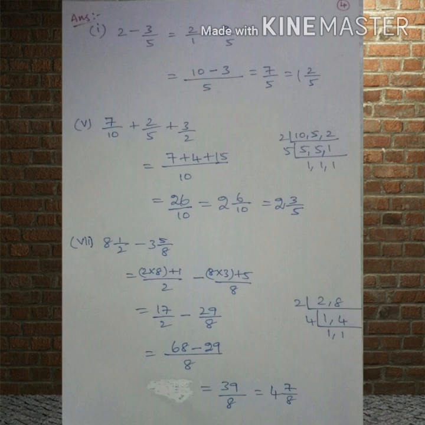We already know the procedure. While you are converting mixed to improper, the divisor is multiplied with the whole number plus the numerator. Here, 2 8s are 16 plus 1, that means 17 by 2. The next fraction, 8 3s are 24, 24 plus 5, 29 by 8. Then we have to do the operation. Here the operation is minus.